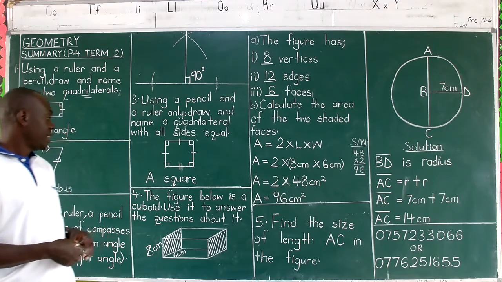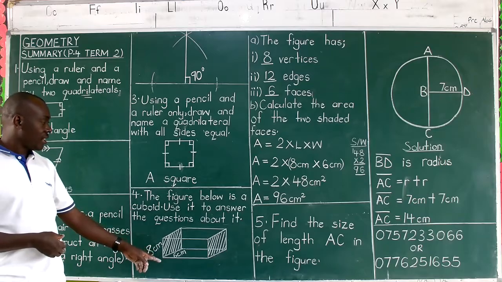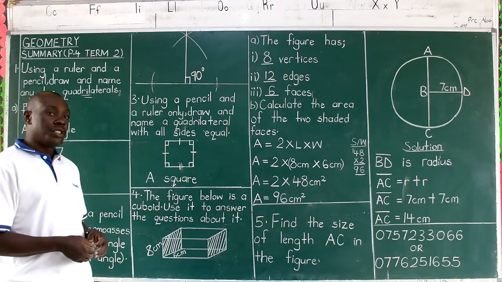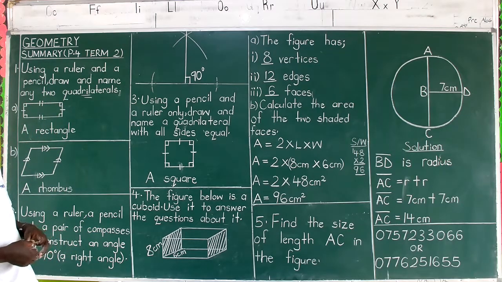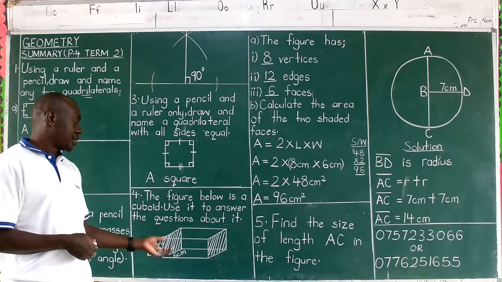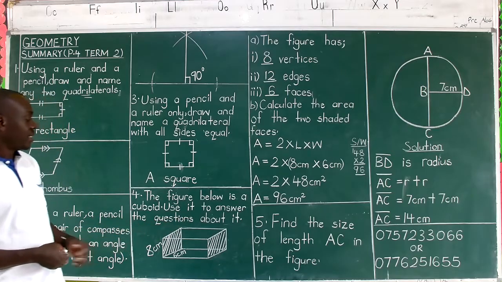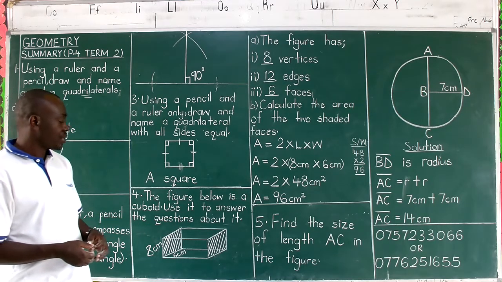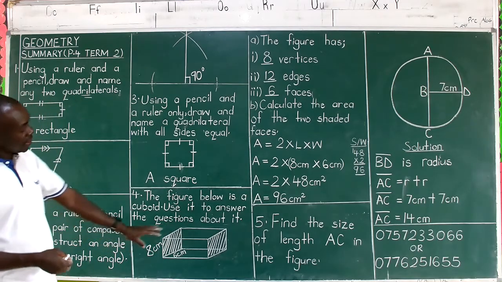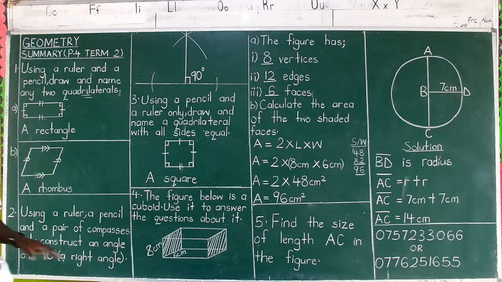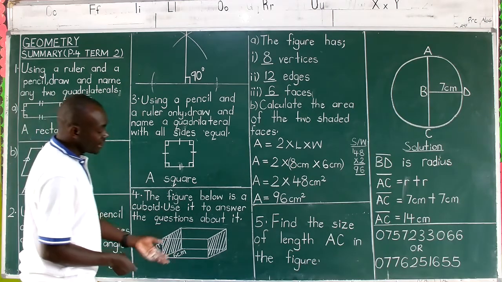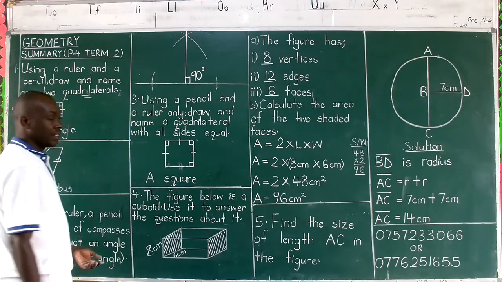As we look at example number 4 for today, it reads: the figure below is a cuboid. A cuboid is a rectangular kind of box or rectangular prism. Use it to answer the questions, meaning there is more than one question about it. Now, this is the rectangular box called a cuboid. It's drawn properly with the two sides shaded.